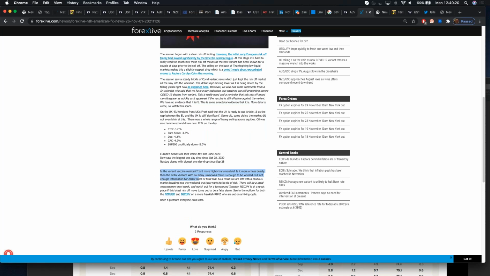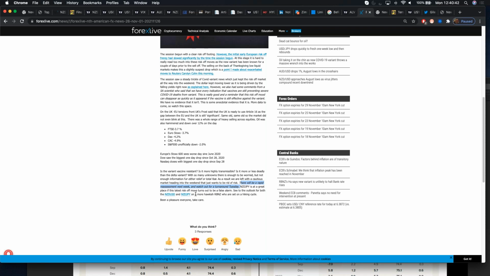Remember, I was saying, is the variant vaccine resistant? Is it more highly transmissible? Is it more or less deadly than the Delta variant? With so many unknowns, there's enough to be worried about, but not enough information for either relief or total fear. As a result, we're left with a cautious market heading into the weekend that just wants to be rid of risk. There will be a rapid reassessment next week, and watch out for a turnaround Tuesday.